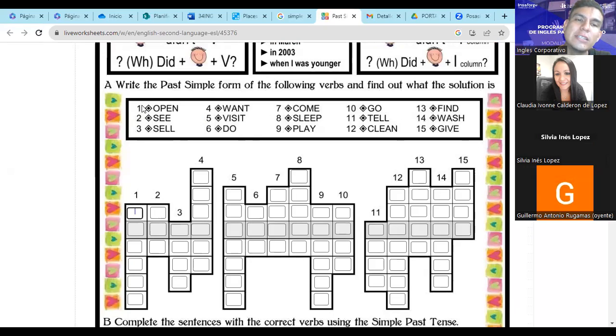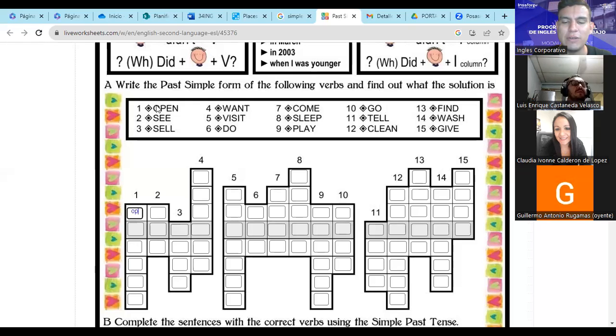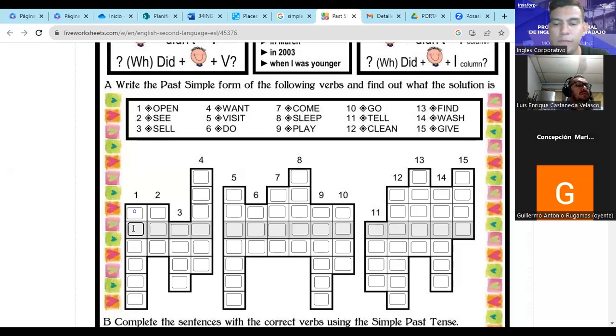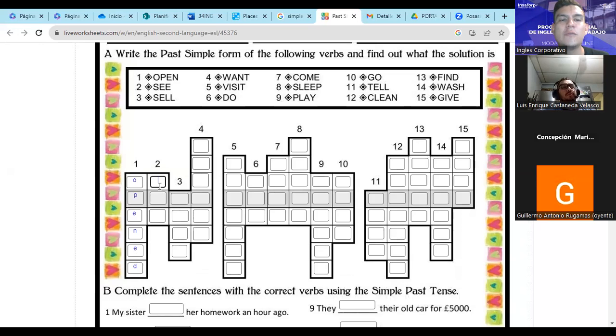Number one, open. Is it regular or irregular? Regular. What is the simple past of open? Open. Okay, number two. What is the simple past of see? But first of all, is it regular or irregular? Irregular. What is the simple past of see? Saw.